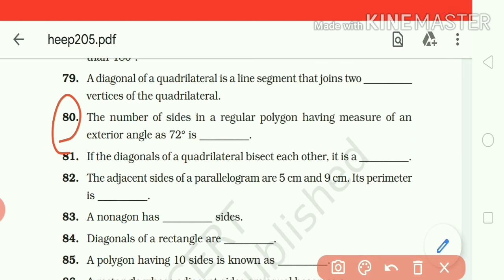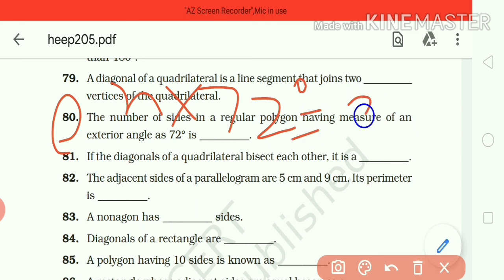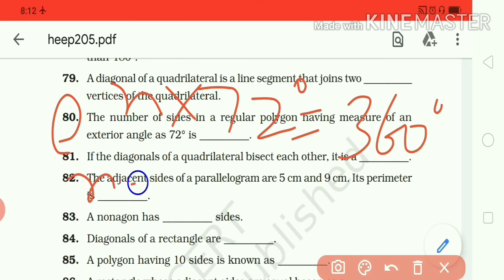Now question number 80. The number of sides in a regular polygon having an exterior angle of 72 degrees. You know the formula: the number of sides multiplied by each exterior angle equals 360 degrees. So apply this formula and you can find the number of sides. Let us do this question. n multiplied by 72 degrees equals 360 degrees.